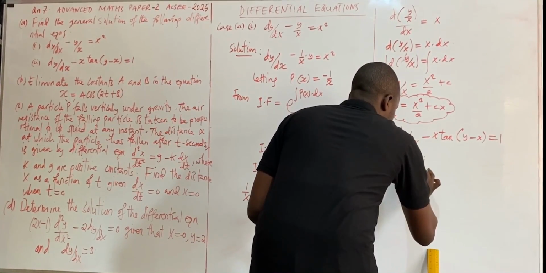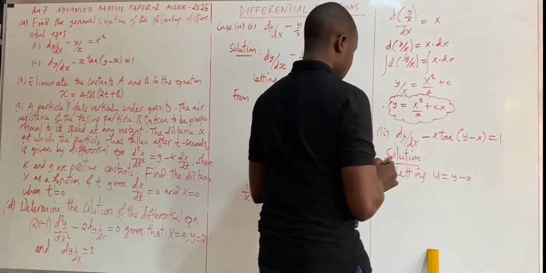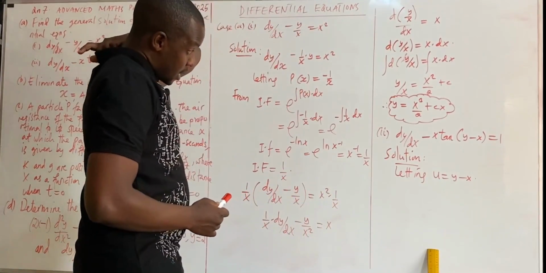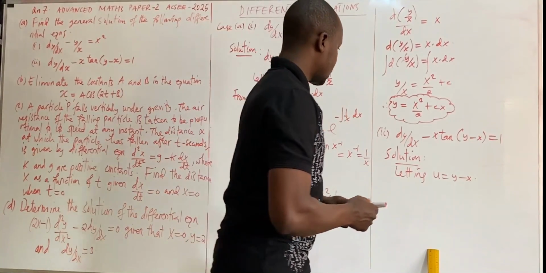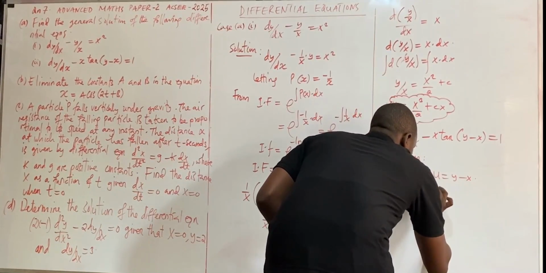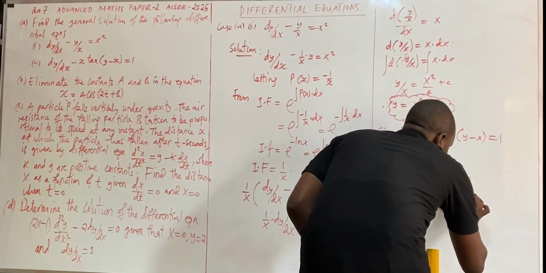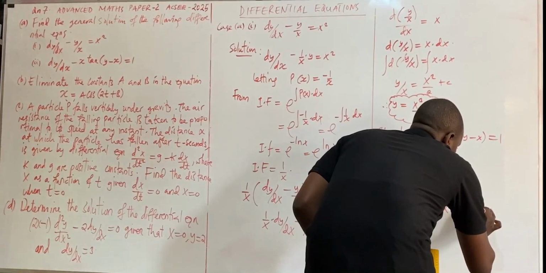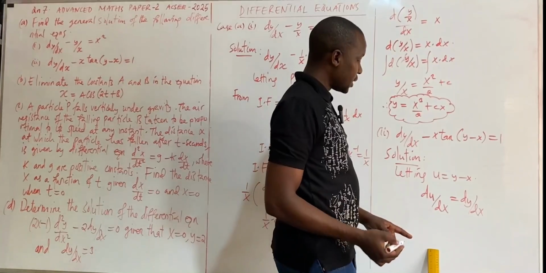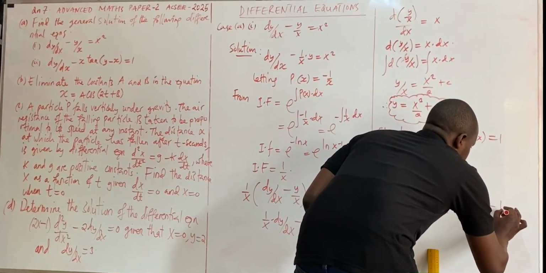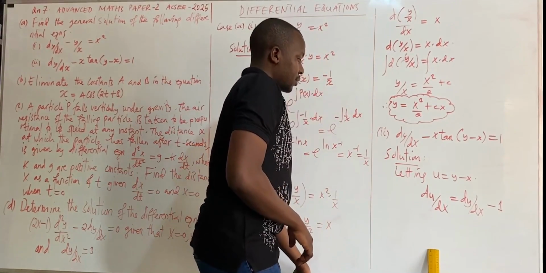So let u equal y minus x. After letting, we can now differentiate du with respect to x. So here you'll have du/dx. The derivative here will be dy/dx, which remains because it's 1. And here we differentiate implicitly, so minus 1. Here we differentiate normally, so we don't leave the differential coefficient.